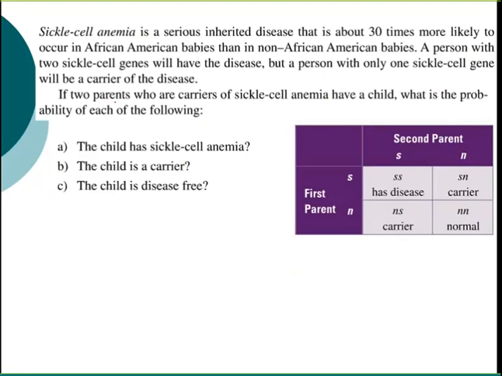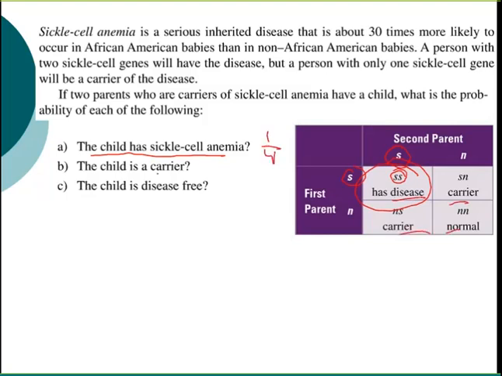2 parents who are carriers of sickle cell anemia have a child. What's the chance of the following? The child will have anemia. Well, the only way to have it is this one right here, which is both the parents pass it on. You get both the genes, so it's 1 out of 4 different outcomes. So this is 1 out of 4.